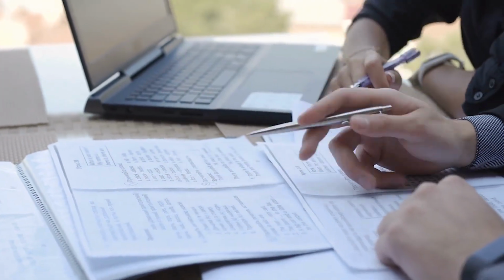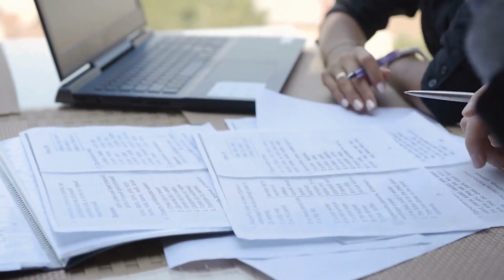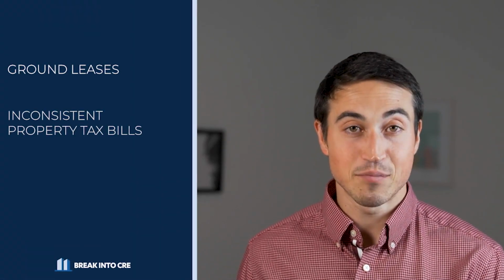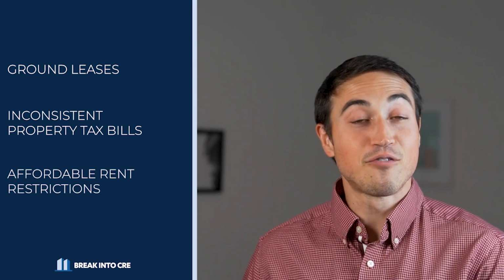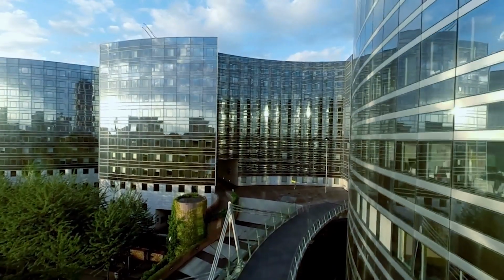This is also where you'll usually get more guidance on things that might have been unclear when reviewing other documents in the war room. For example, detailed information on things like ground leases, inconsistent property tax bills, or even affordable rent restrictions that might limit the property's income potential in the future.